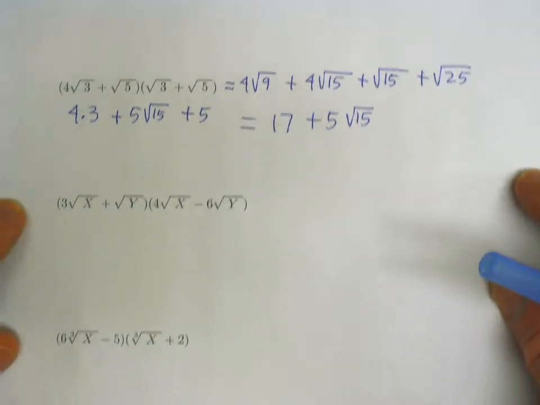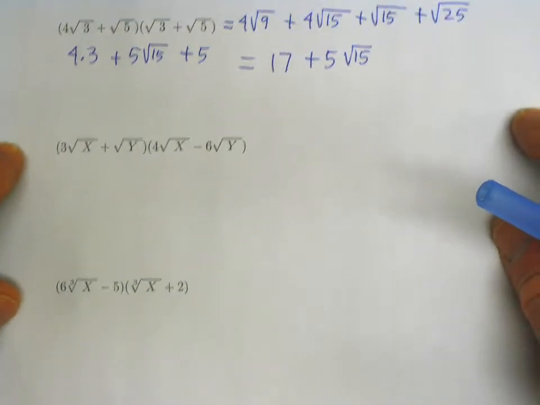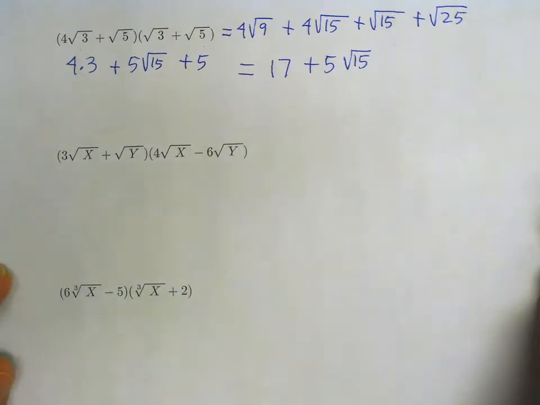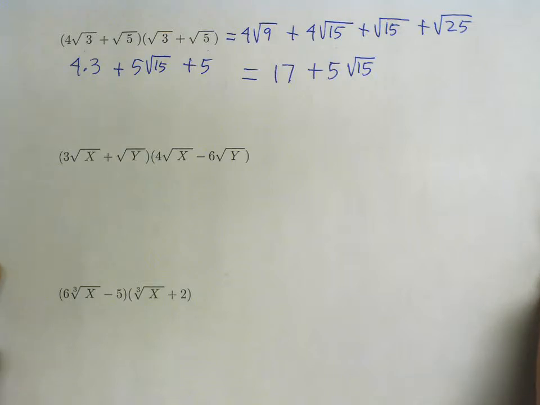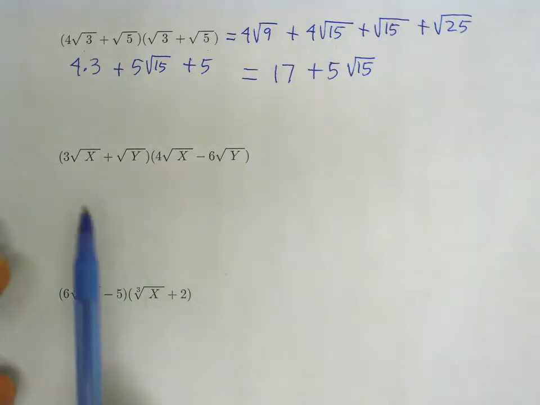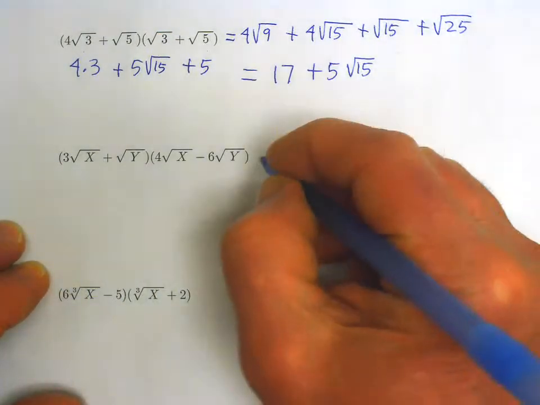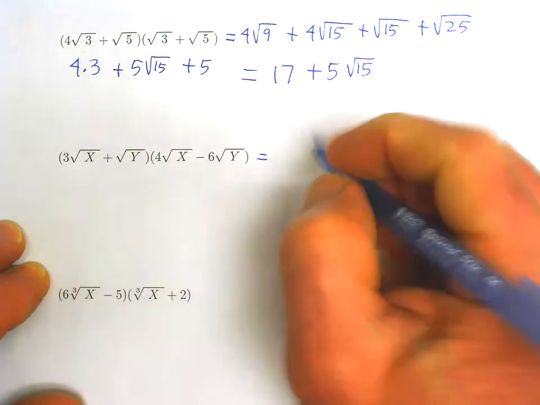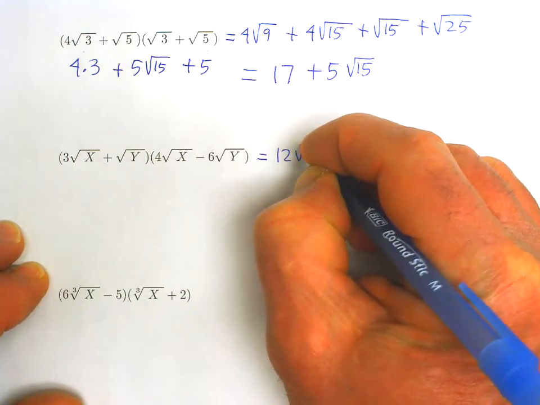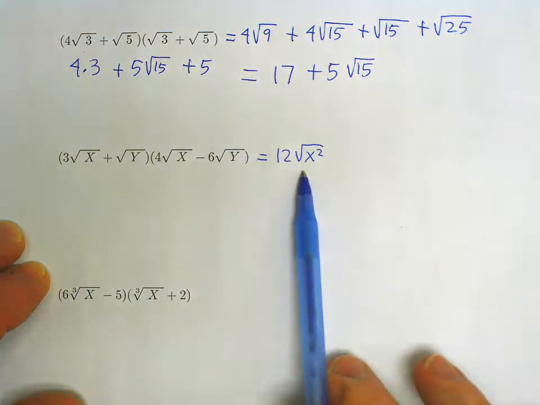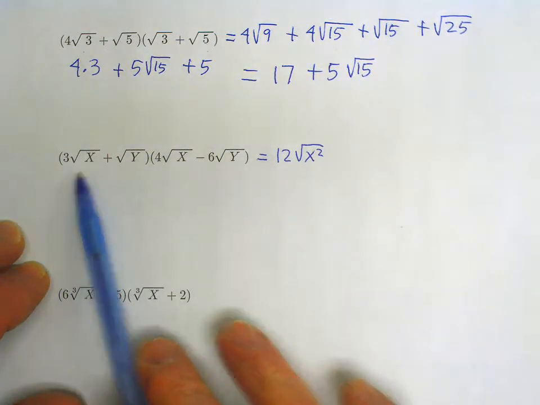Okay, in the next example, 3 times the square root of x plus the square root of y, times 4 times the square root of x minus 6 times the square root of y. Okay, so first multiply 3 times the square root of x times 4 times the square root of x. So 3 times 4 is 12, and the square root of x times the square root of x is the square root of x squared. So in our first step, this is what we can write when we multiply those first terms.